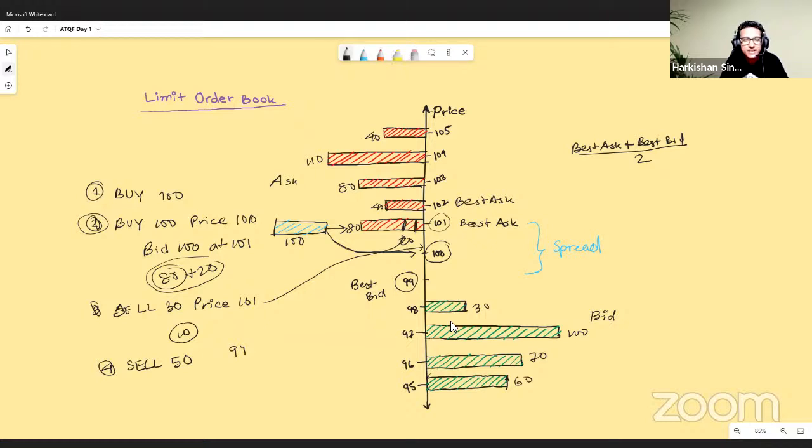Now if you see, the spread has increased because this order has vanished. That's what happens when you send a large order. Suppose you send a large sell order of 500. It will eat up whatever is left here. All of these orders will vanish and the spread will increase even further.